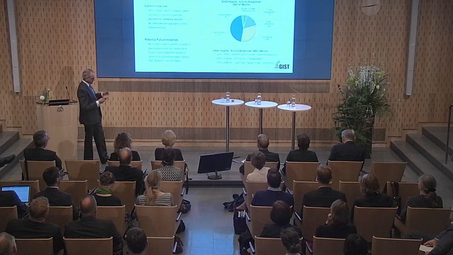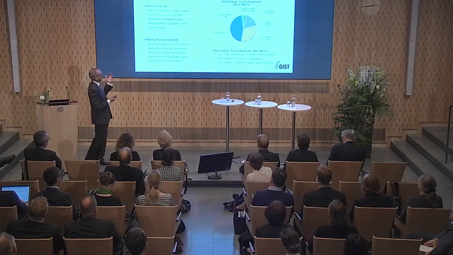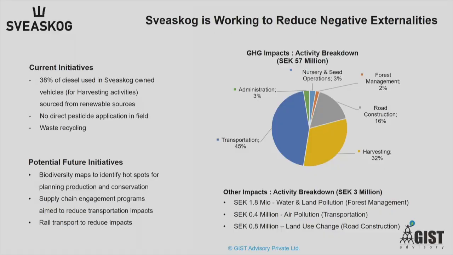And of course, I mentioned the negative externalities, and whilst they're not big in the overall context of 57, 59 million, they are basically coming out of the diesel usage in Sveaskog because of the harvesting activities. They're not coming from pesticide applications because they don't apply them. And right now there is already a program on waste recycling, and there are some other initiatives which we have discussed with the company in terms of biodiversity maps to identify hotspots for planning production and conservation better, in terms of supply chain engagement programs, in terms of rail transport to reduce impacts, which are being worked upon. So hopefully there will be some positive news even in this relatively small space of negative impacts of Sveaskog's operations.